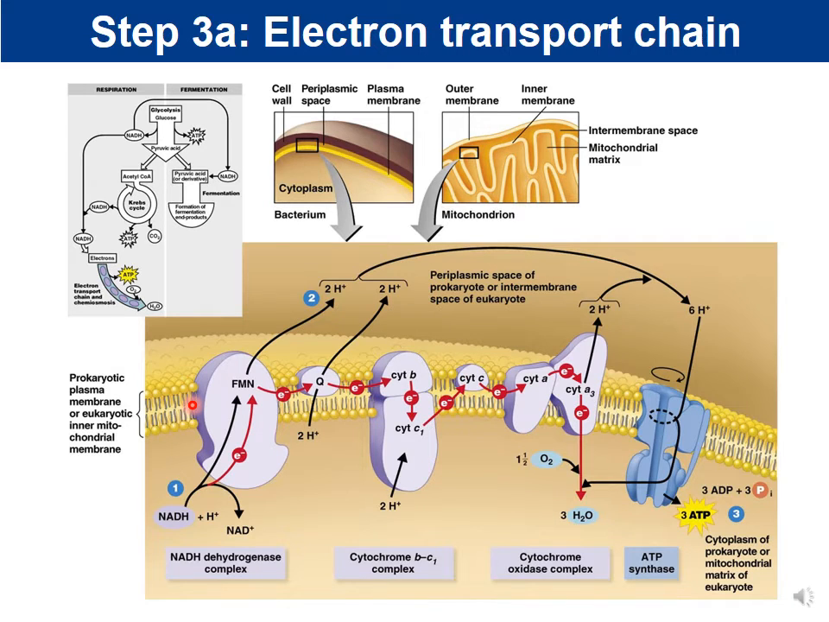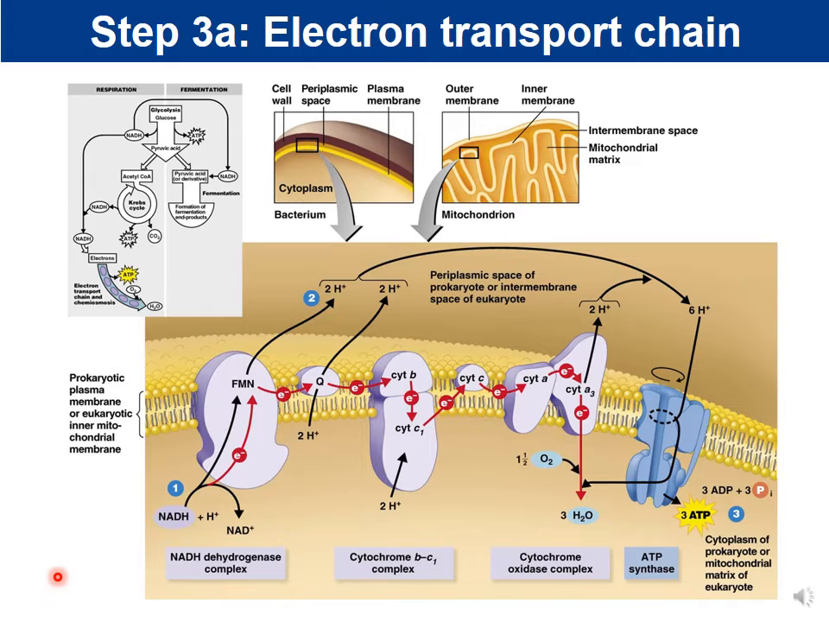Now in prokaryotic cells, this is a little bit different. This membrane is not the cristae, right? Because again, they don't have mitochondria. This is their cell membrane. In prokaryotic cells, this is their cytoplasm or cytosol. And this is the periplasmic space, so the space between the cell membrane and the cell wall in prokaryotic cells.